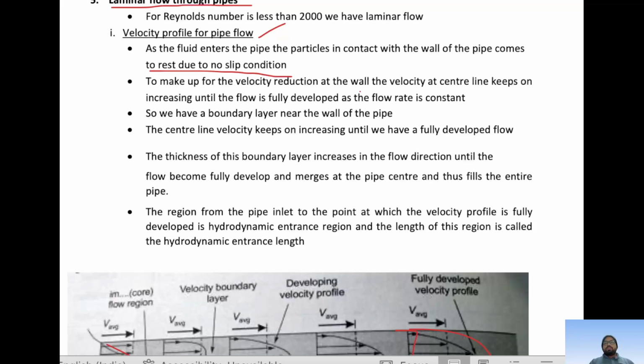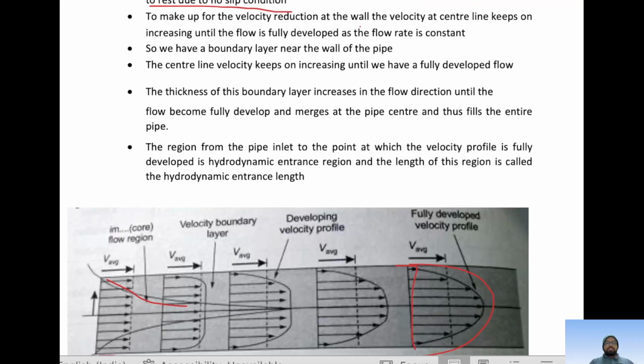The thickness of this boundary layer increases in the flow direction until the flow becomes fully developed and merges at the pipe center and thus fills the entire pipe. The region from the pipe inlet to the point at which the velocity profile is fully developed is the hydrodynamic entrance region, and the length of this region is called the hydrodynamic entrance length.